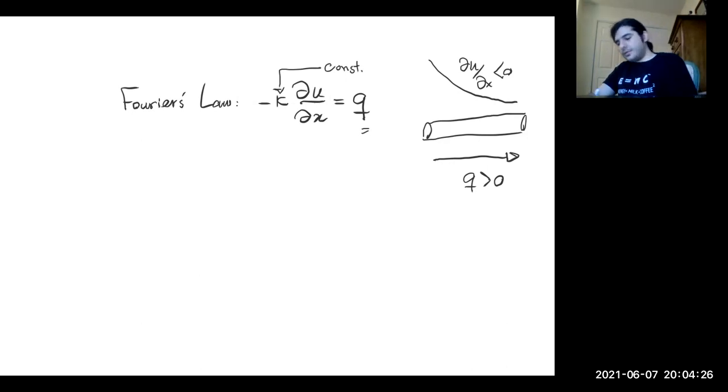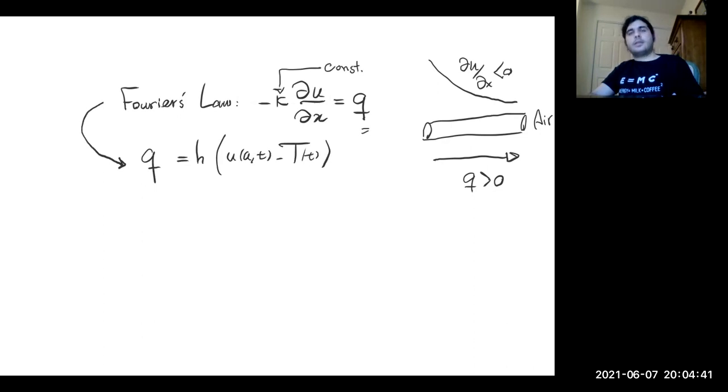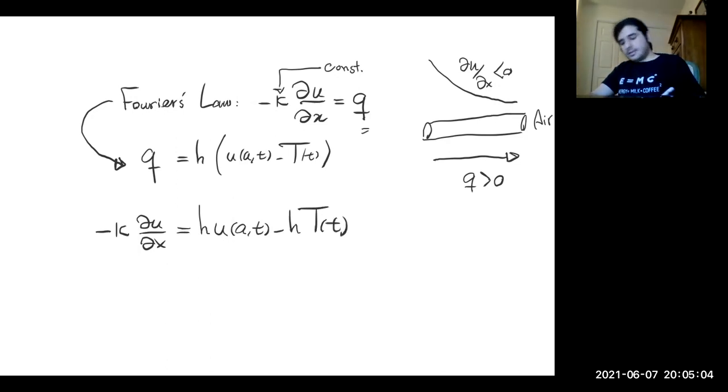Okay, and here, if we have air here, as the way we talked about, Q itself would be equal to, as we said, H times U of A and T minus T of T. Now, if we plug this equation into this one, what we are going to get is that Q is equal to, well, let's see. It would be equal to minus kappa partial U partial X. It would be equal to H U and T minus H times T at the time T. Okay, this is another interesting equation.